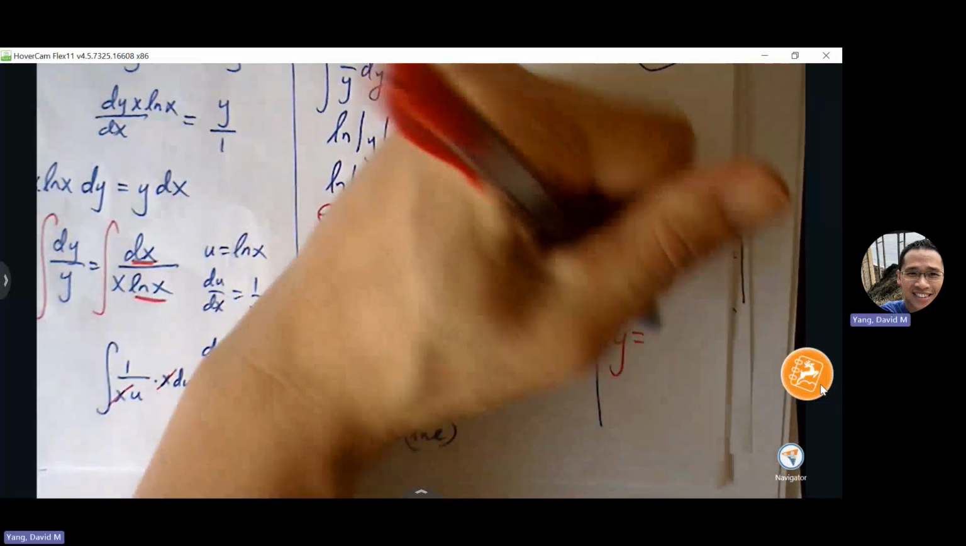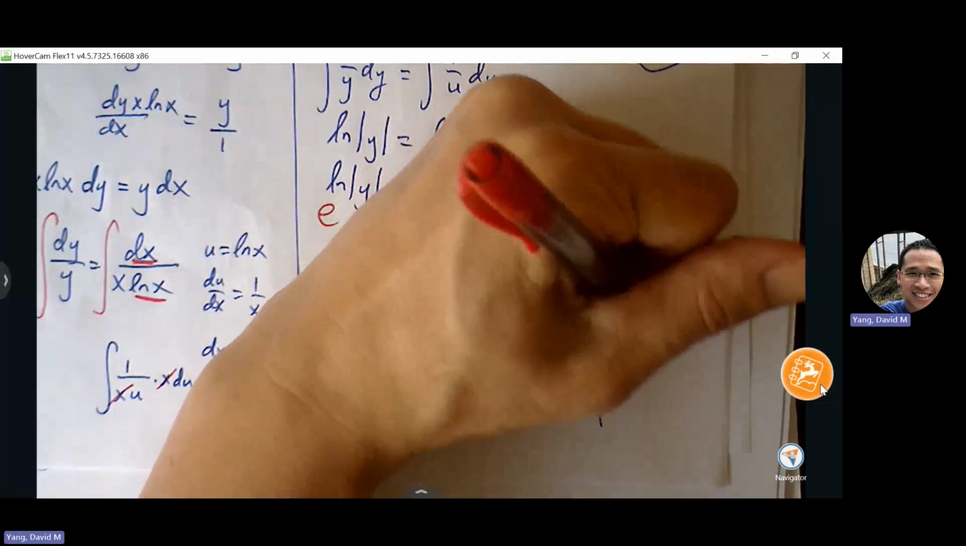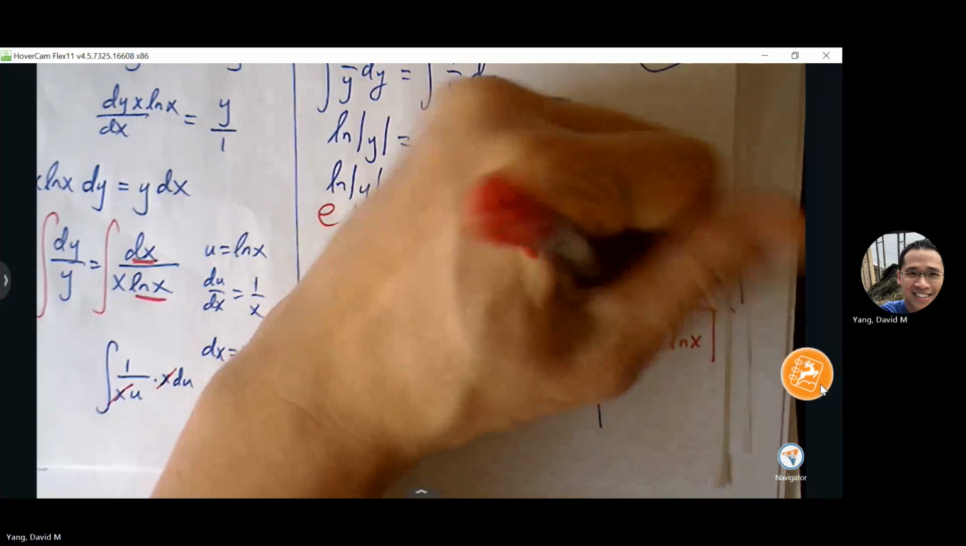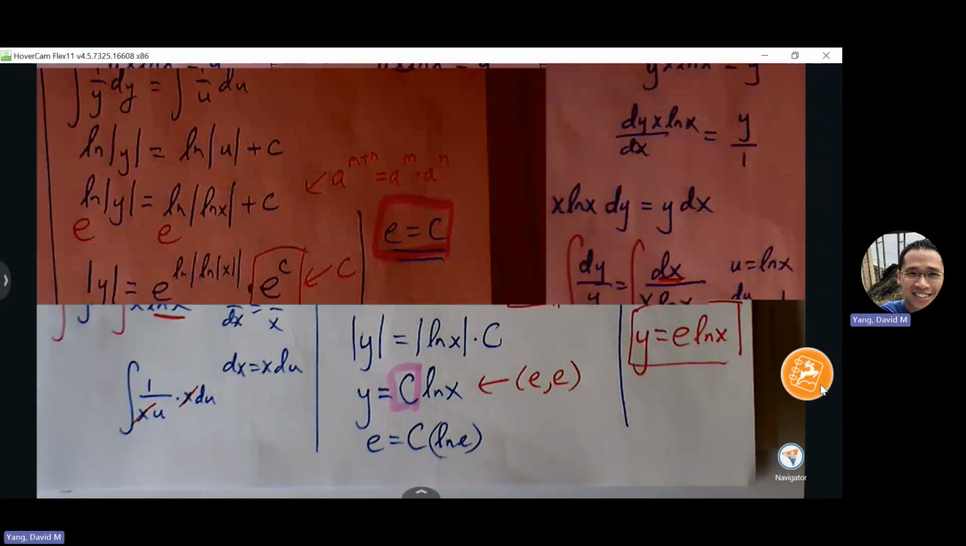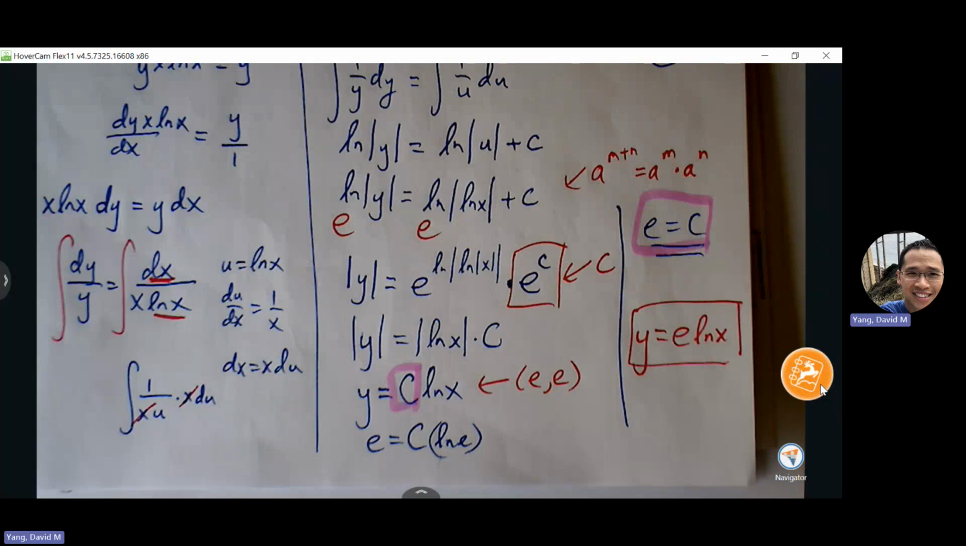So y is equal to e natural log of x. That's right. Yeah. So whenever we swap out the c with a number, we're changing our equation from a general to a particular.